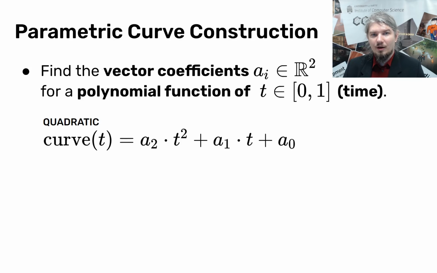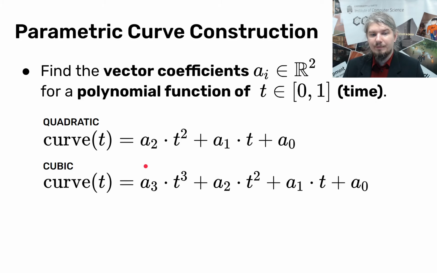So basically our problem comes down to finding the vector coefficients for a function, let's say a quadratic function, a2, a1 and a0. And this function has one parameter called t, we can also name it time, that goes from 0 to 1. And we can create different degree polynomials. So a cubic function would have a3, a2, a1 and a0. So 4 coefficients that we're looking for.